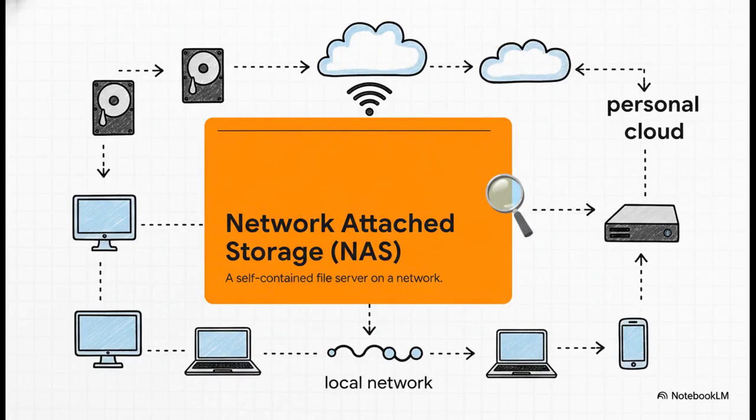First up is something called Network Attached Storage, or a NAS for short. The absolute easiest way to think about a NAS is like having your own private personal cloud. It's a little box with hard drives inside that sits in your house or office connected to your network, giving everyone a central spot to store and share all their files.